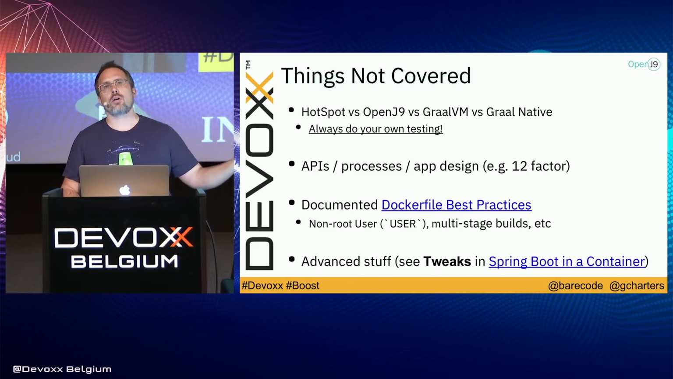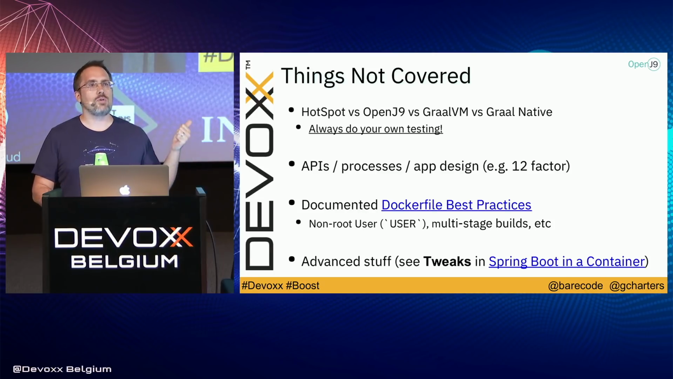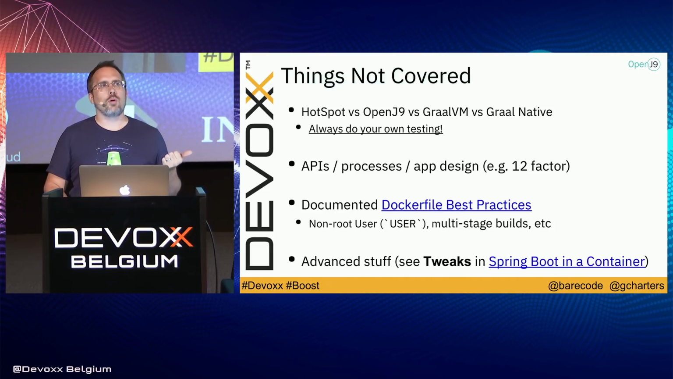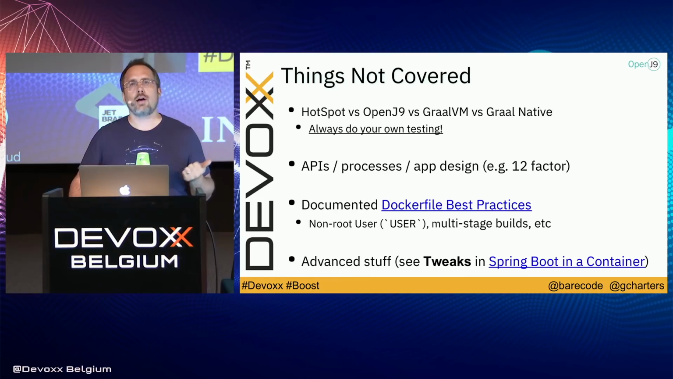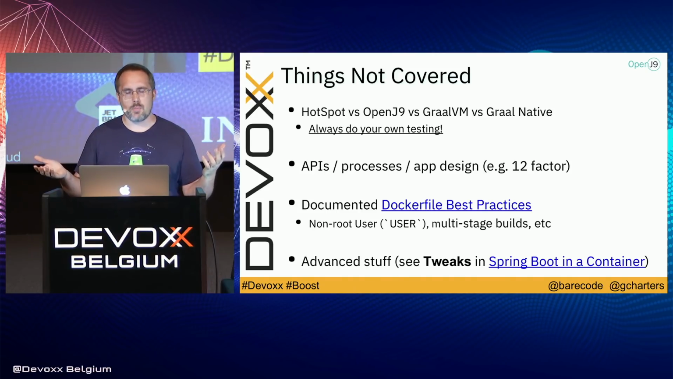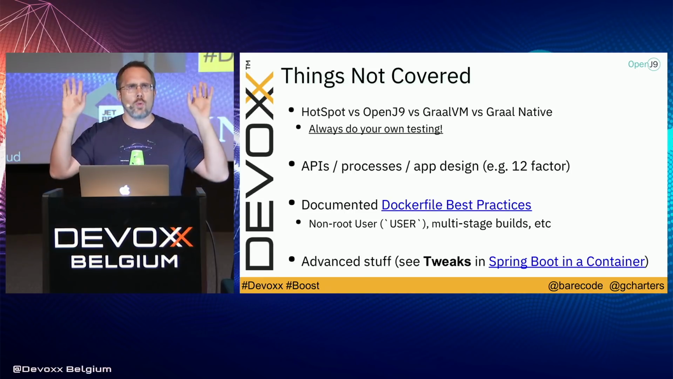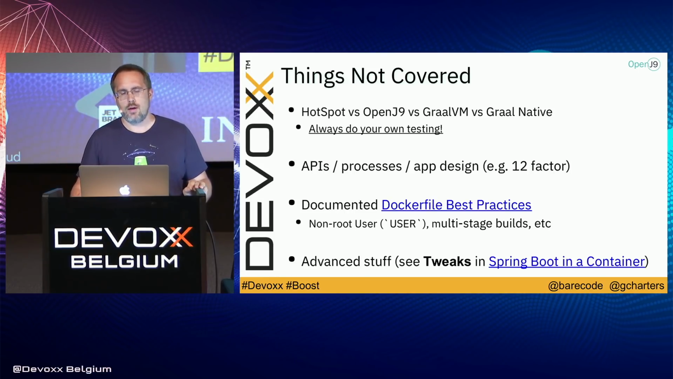There was an excellent talk yesterday on Graal, both the Graal VM and Graal native. If you did not get a chance to see it, I highly encourage you to take a look at that. There's some really interesting stuff going on in that space. We have not talked about the things that you need to pay attention to when you're building cloud native applications. So what API should you be using? What processes should you be following around build and DevOps, CI/CD pipelines? How you design your application, how you structure all that stuff. All that 12-factor stuff, didn't have time here, but again, very happy to talk to you about any of that.